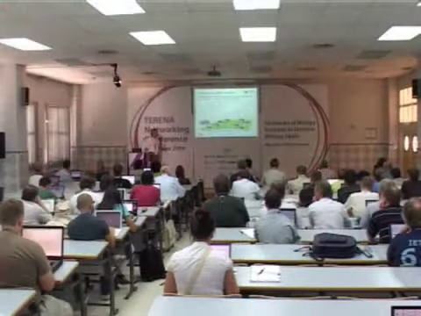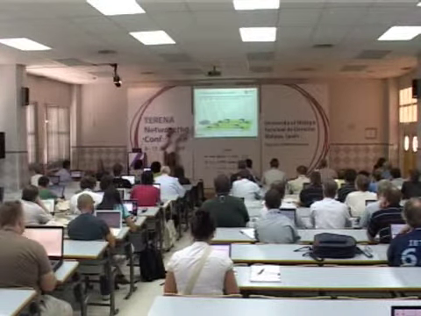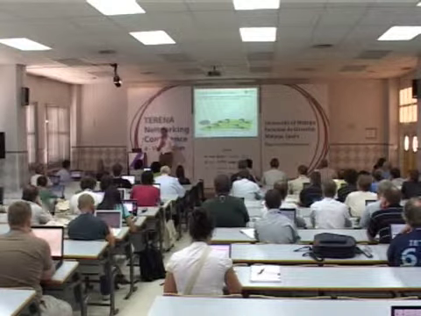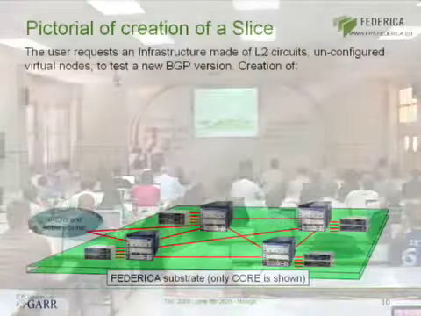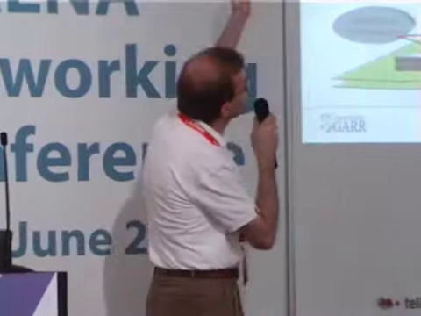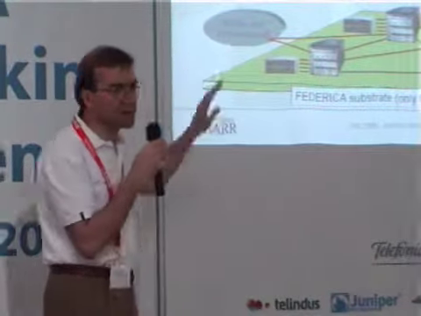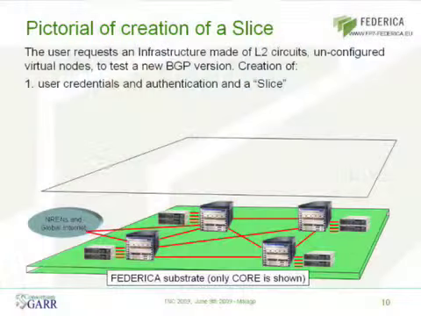So, we have the substrate. You will never see the substrate. You will just send us a mail and say, I would like to have this infrastructure, so please create it. After some discussion, I will tell you why, we agree. In this case, it is for a new BGP version you want to test. We create a slice. A slice is a virtual environment, so I just depicted that as a blank slate.